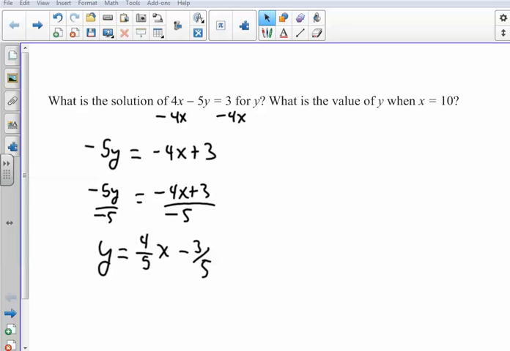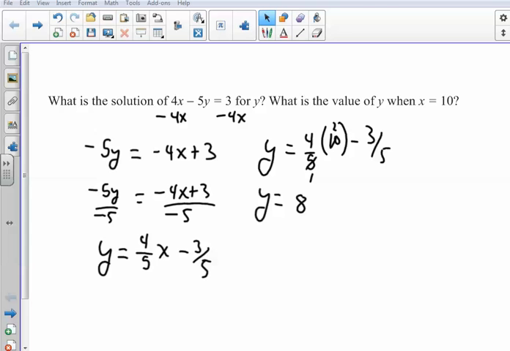Now it says, what is the value of y when x is 10? So when x is 10, I literally will plug in the number 10 for the letter x. So now I have 4 times, well, I can cross cancel here, so that's a 1 and that's a 2. So then I have 8 minus 3 fifths.